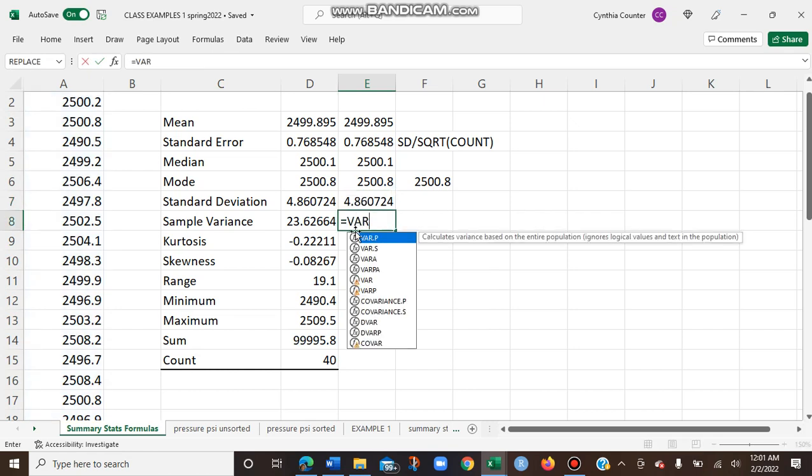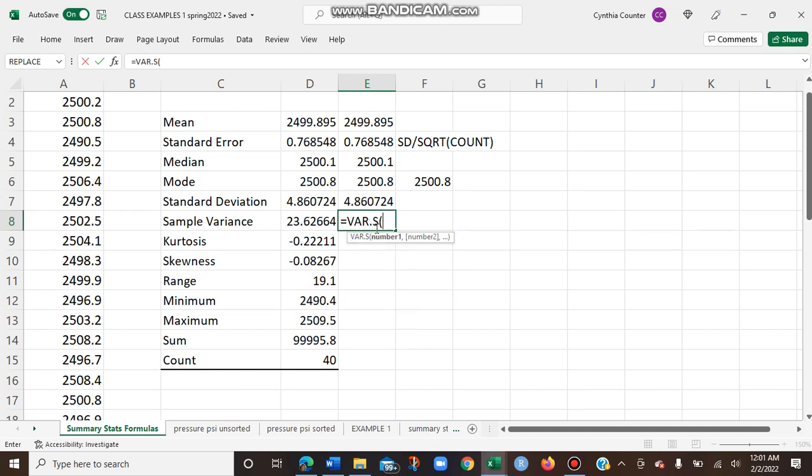To get the sample variance, you will use VAR.S, where again, S stands for sample, because the sample variance and the population variance are different. So VAR.S for the sample variance, A2 to A41, and there is the sample variance.